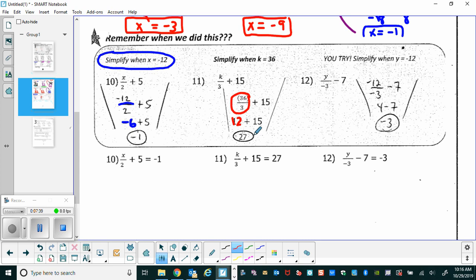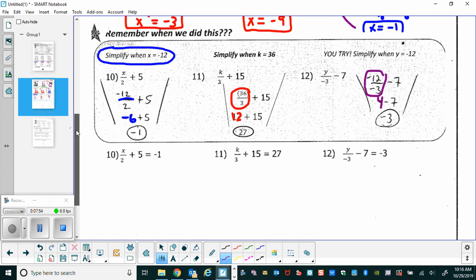Now for the u try, I'm going to just go ahead and do it with you. We've got y equals negative 12, so we're going to plug it in the numerator. And now we've got a negative divided by a negative, and that's going to be a positive 4. And now 4 minus the 7 is a negative 3.